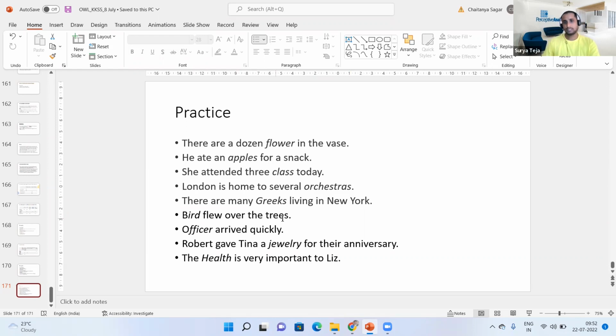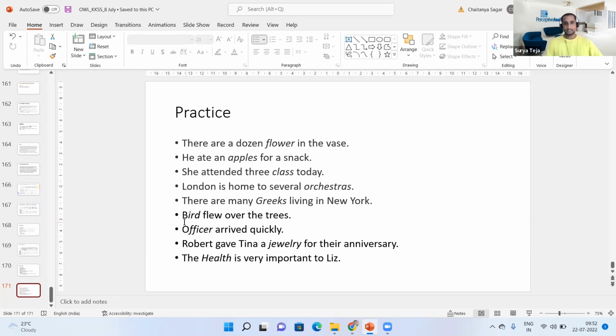"Bird flew over the trees." Is it fine, or are there any changes to be made? Here I would say it should be "birds", because if it is singular, then you should have an article before that, a bird or the bird. So if we are saying "bird flew over the trees", it should actually be "birds" without an article.